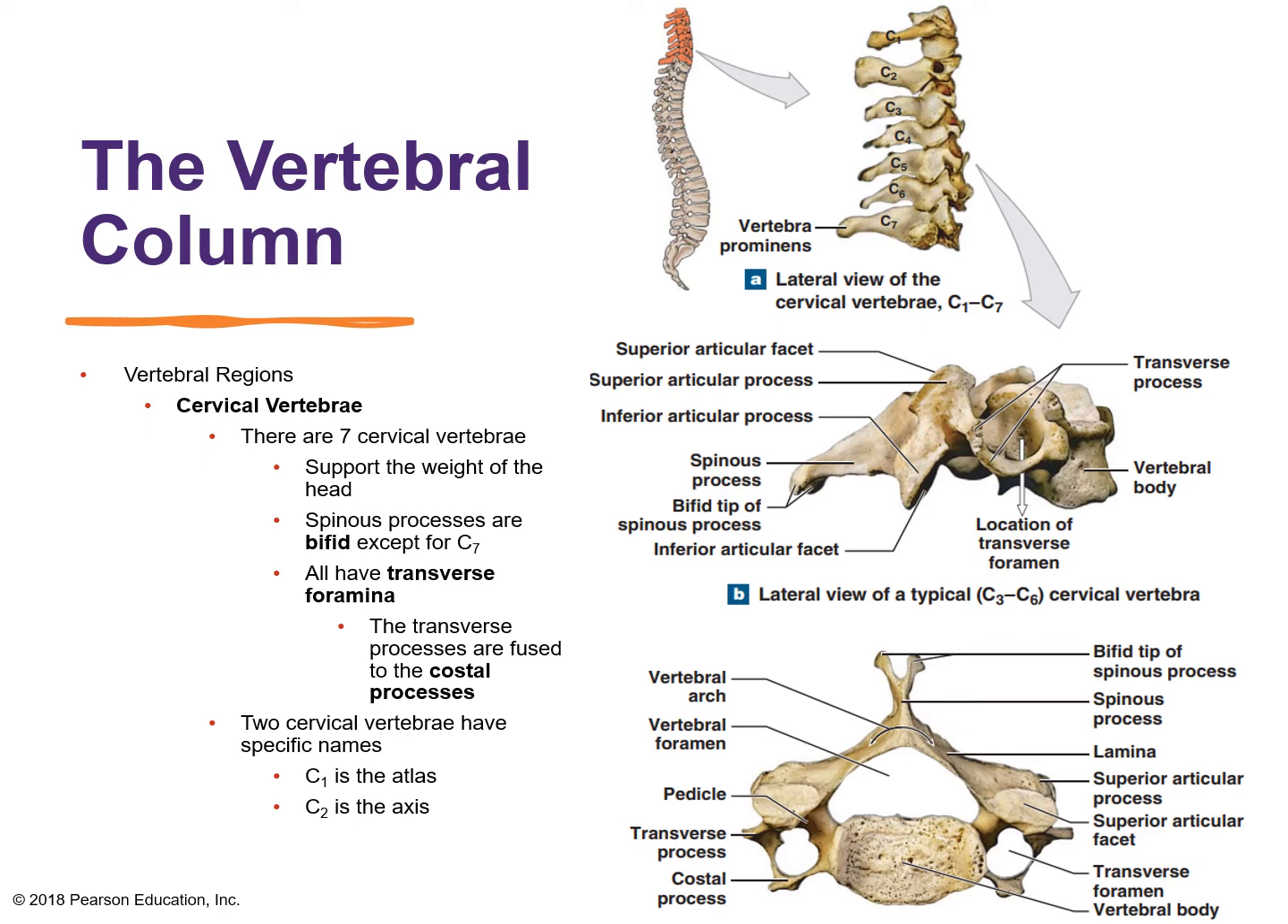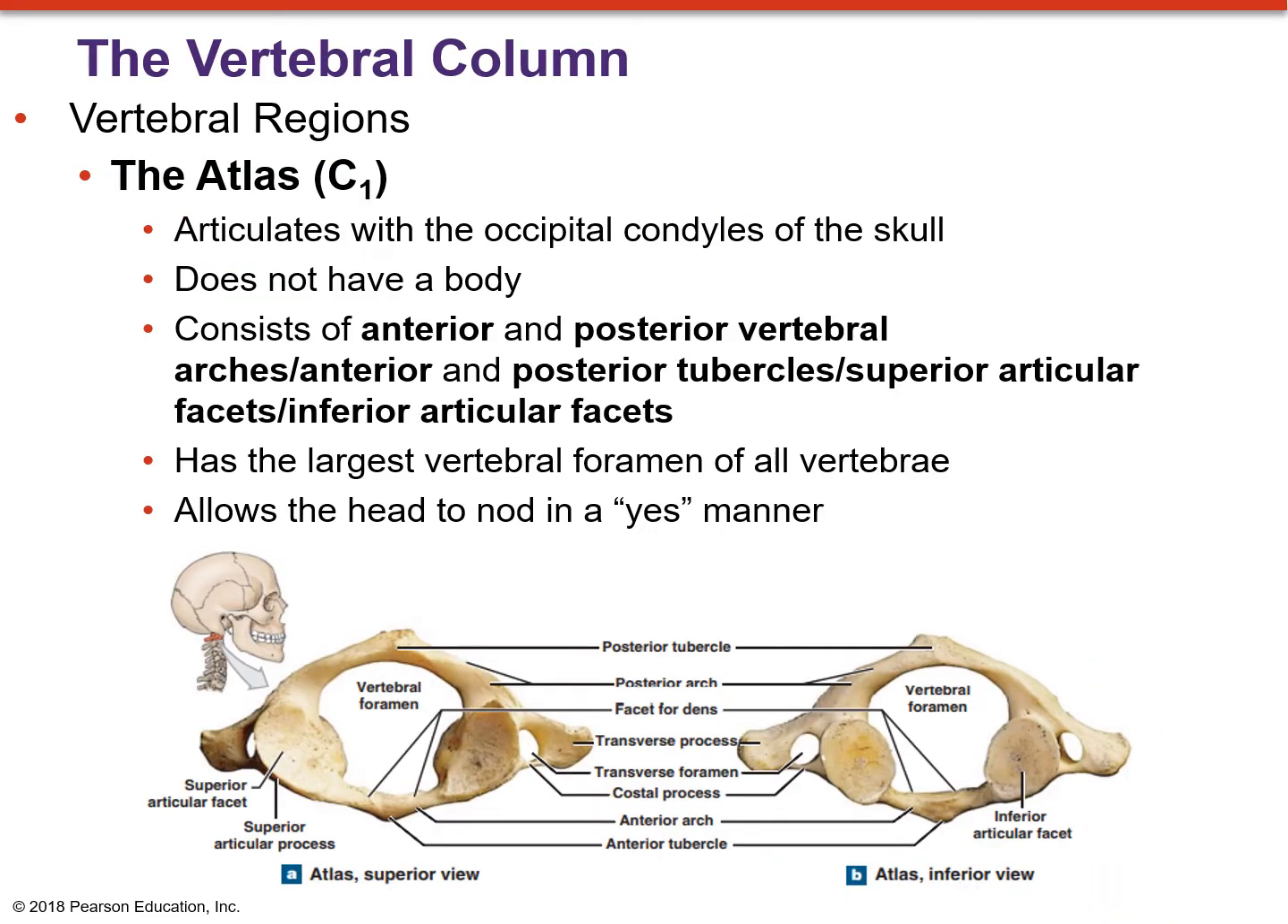So when we're looking at the 2 cervical vertebrae, we have C1 is going to be the atlas, and C2 is the axis. So specifically C1, the atlas, it articulates with the occipital condyles of the skull, and it holds up the head. It is named after Atlas, a figure in Greek mythology who held up the world.